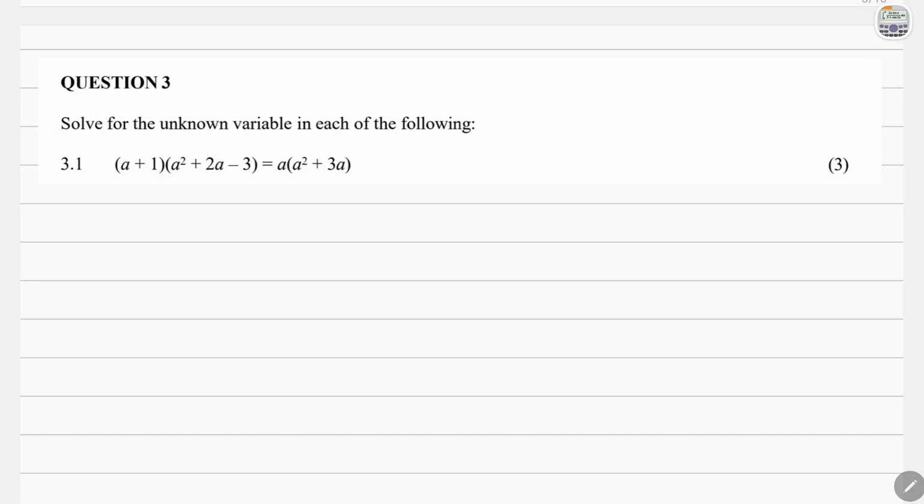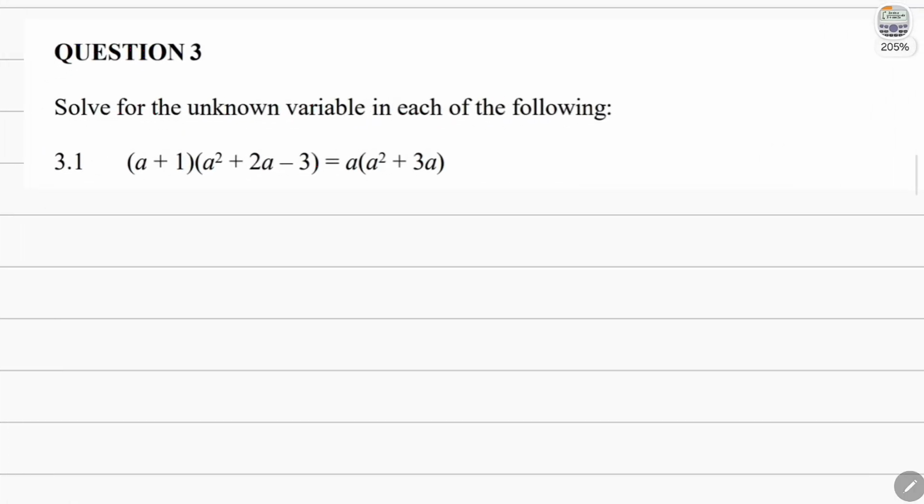Question 3 says, solve for the unknown variable in each of the following. Okay, and 3.1 has an interesting looking equation for grade 10. But if it looks intimidating, it probably means it's actually very simple, because they won't give you what we will call cubic equations. They won't give you those in grade 10. That is introduced in grade 12. So this means this is actually really simple to work with.